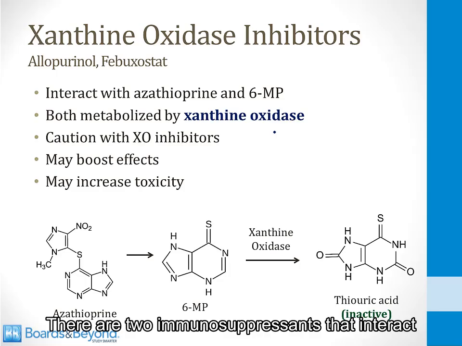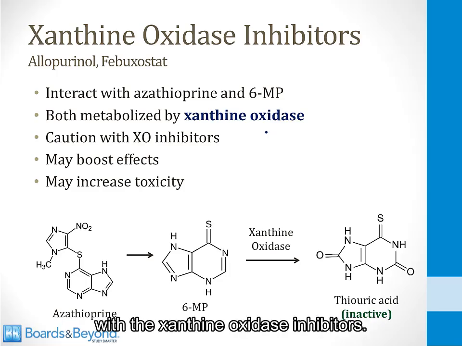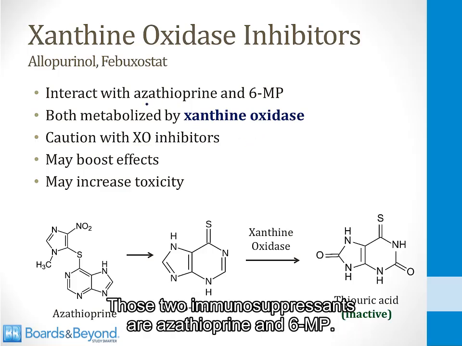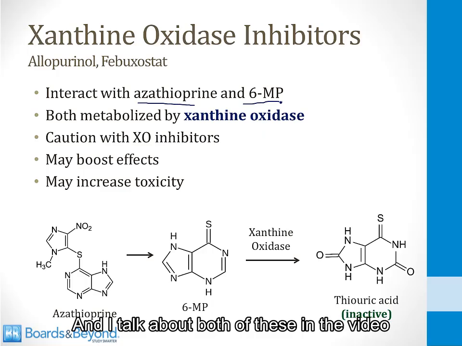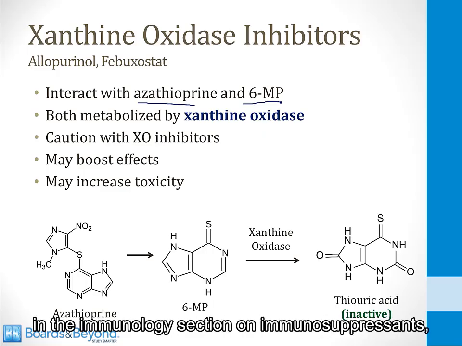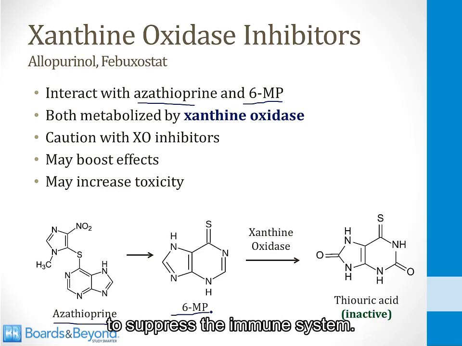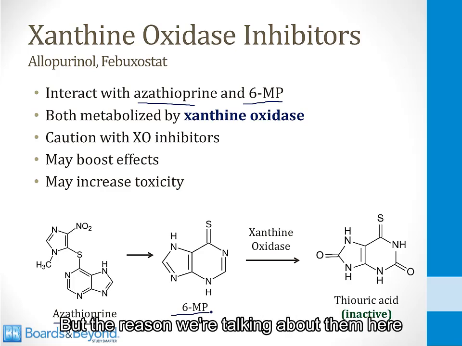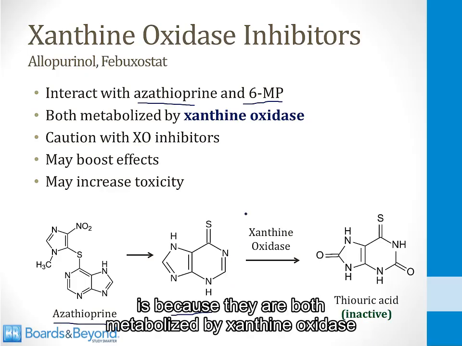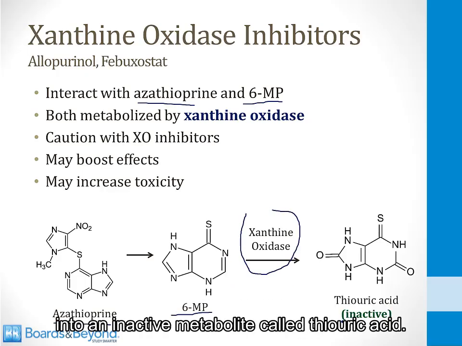There are two immunosuppressants that interact with the xanthine oxidase inhibitors. Those two immunosuppressants are azathioprine and 6-MP, and I talk about both of these in the video in the immunology section on immunosuppressants. But basically, azathioprine is metabolized into 6-MP, and then they both work the same way to suppress the immune system. But the reason we're talking about them here is because they are both metabolized by xanthine oxidase into an inactive metabolite called thiouric acid.